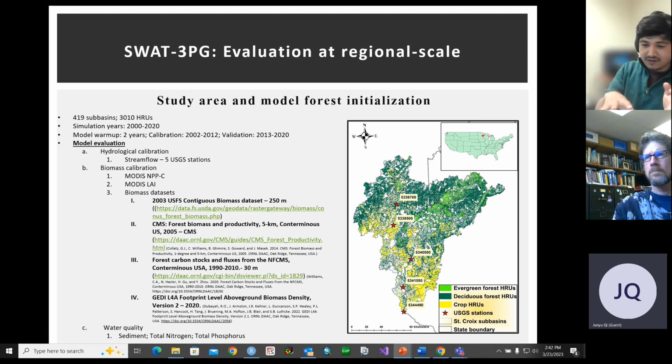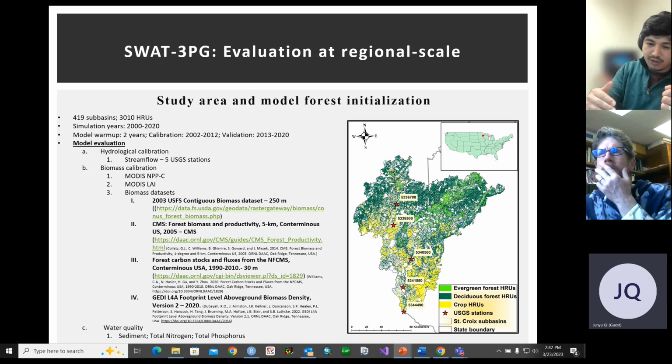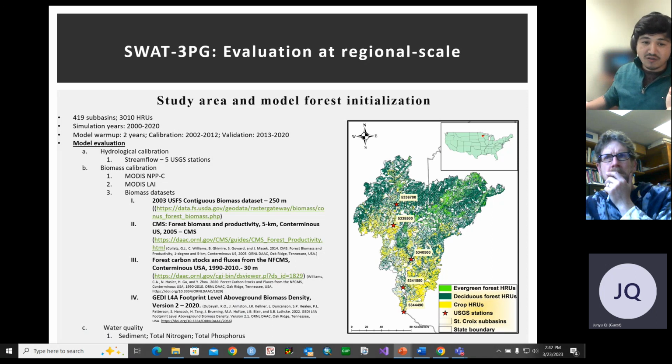And that is for the carbon component. After that, we also wanted to see the improvements in the hydrological simulation and the water quality simulation, so we also did some evaluations on that. So to quickly talk about the data sets.